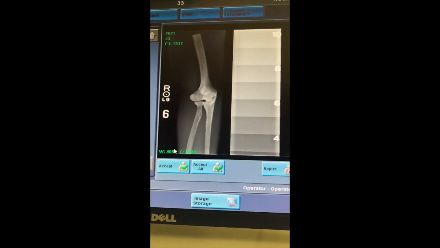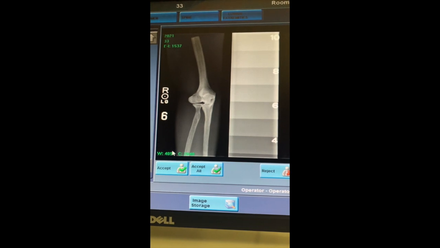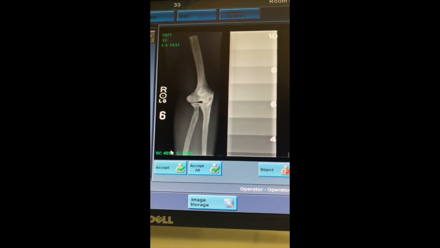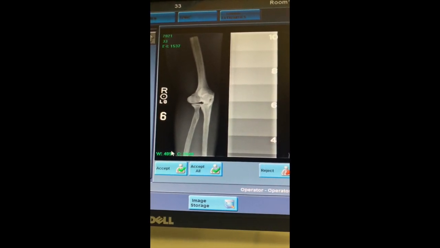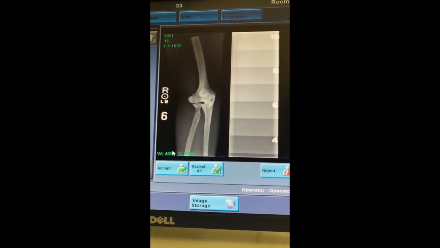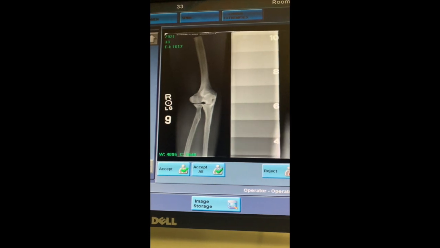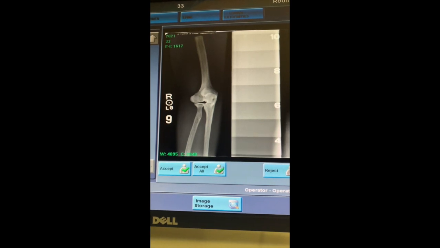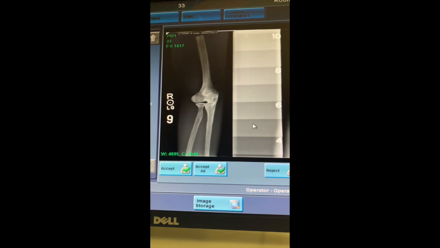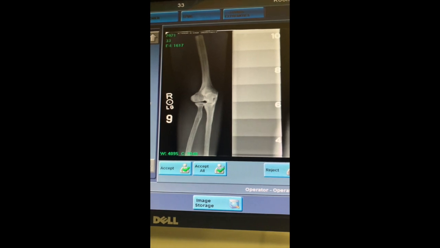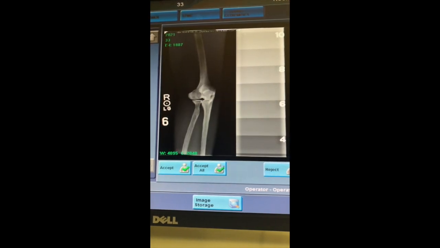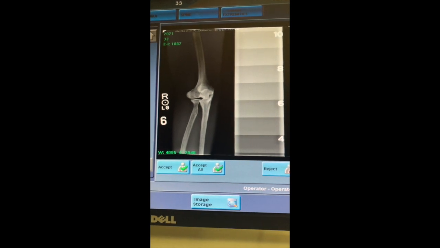Okay, so this is the first one that was done. Everything's done at 60 kVp. This is 1.2 mass. You'll notice the EI exposure index is 1537. It's pretty light up here, but you can read them all the way down. Second one goes into 1.6 mass. It's 1617. They look pretty identical when you look at the different images as you go through these. The next group was done at 3.2 mass. We're at 1887.